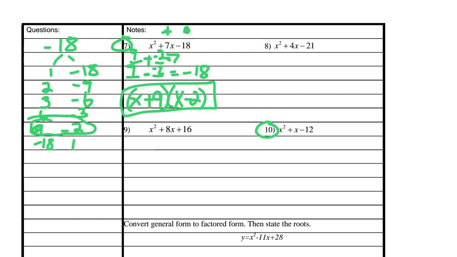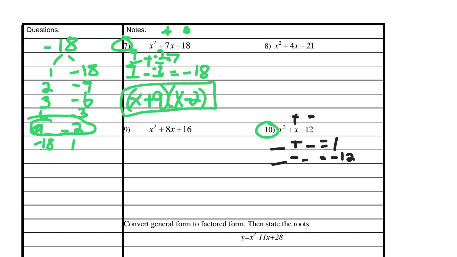Okay, and then lastly, let's look at 10 over here. So notice how there's not a number in front of x. So there's still a number there. We just don't ever write it. And that number is 1. So what adds to 1? And then what multiplies to negative 12?